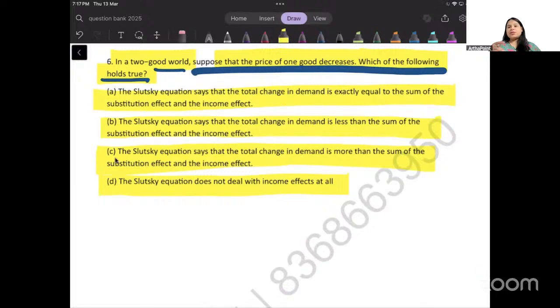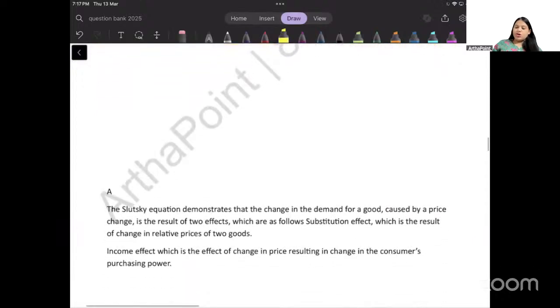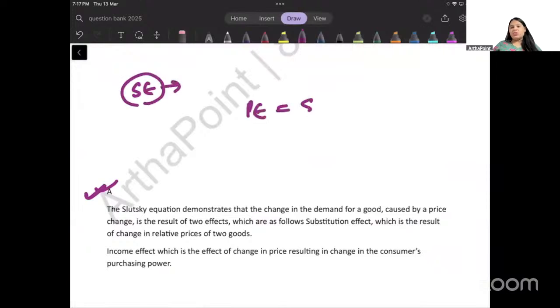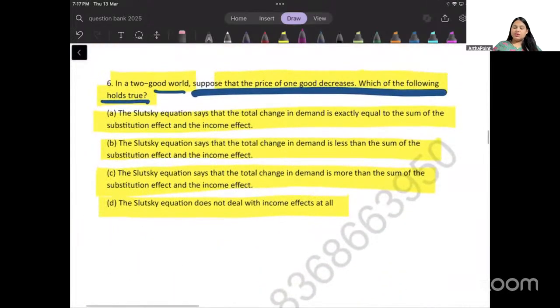Okay, that is correct. Most of you have answered it correctly, beta. एकदम ठीक बात है, आंसर होगा ए. तो स्लट्सकी इक्वेशन बोलती है that price effect is equal to substitution effect plus income effect, right? So absolutely that is the correct answer to this question. So answer will be A.